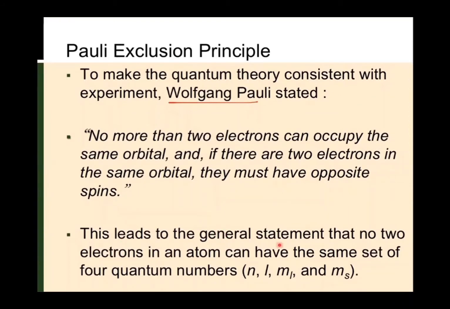So this leads to the general statement that no 2 electrons in an atom can have the same set of 4 quantum numbers. There's n, there's l, there's ml, and there's ms. All of them can be the same, n, l, and ml, except for ms. ms is always different.